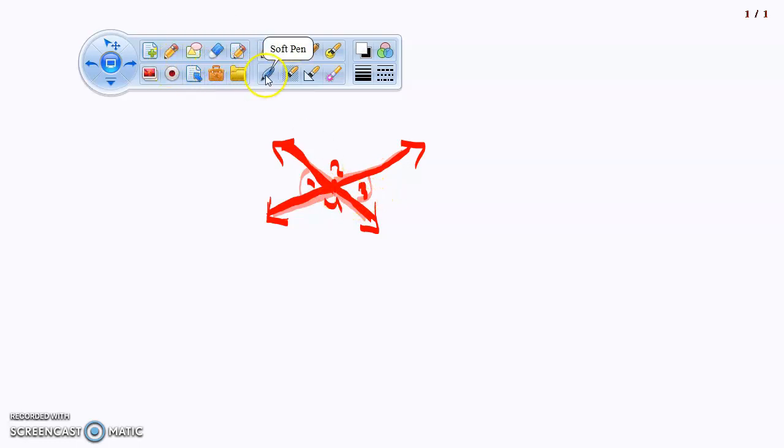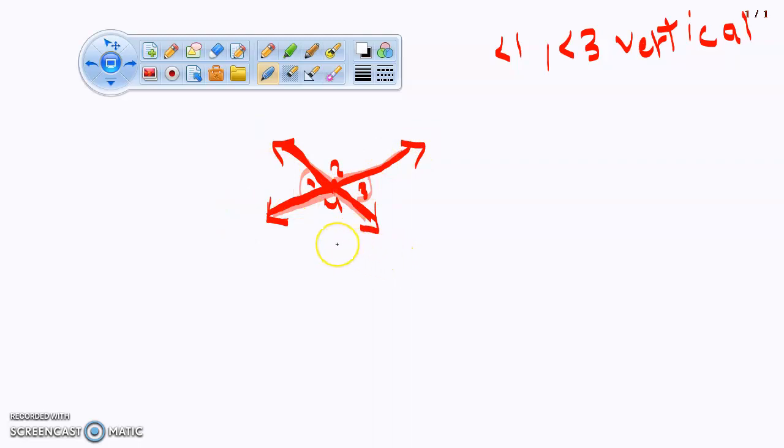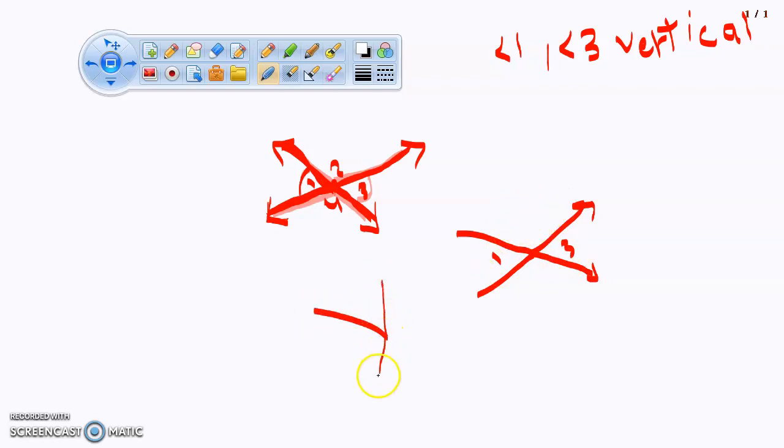So here we call this one angle 1, and angle number 3, and they are vertical. Vertical angles are like two rays that intersect. When the two rays intersect, that makes four angles. This angle 1 and this angle 3 are vertical angles, and also angle number 2 and angle number 4.